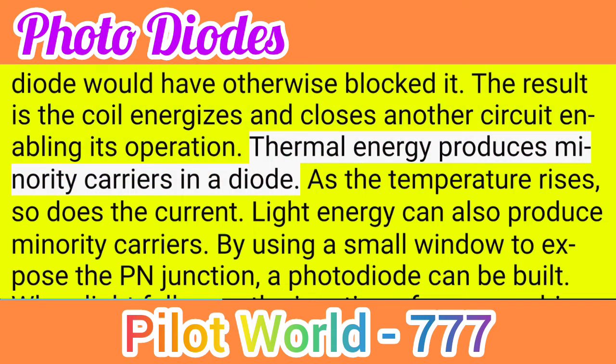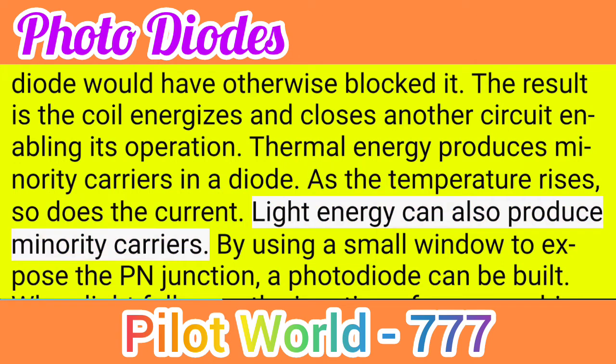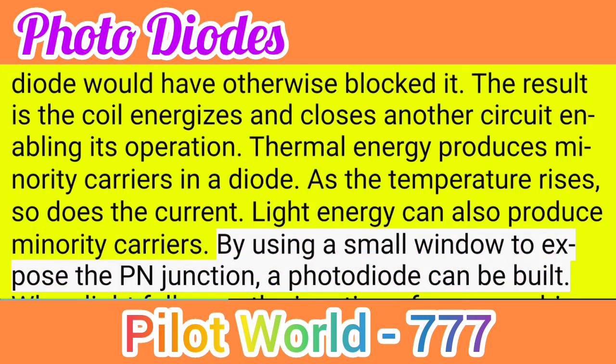Thermal energy produces minority carriers in a diode. As the temperature rises, so does the current. Light energy can also produce minority carriers. By using a small window to expose the PN junction, a photodiode can be built.